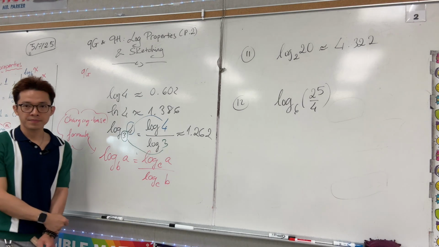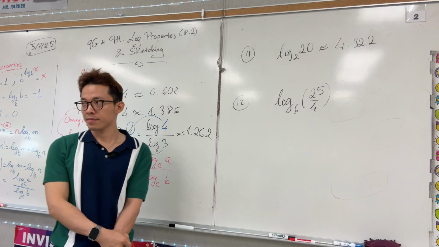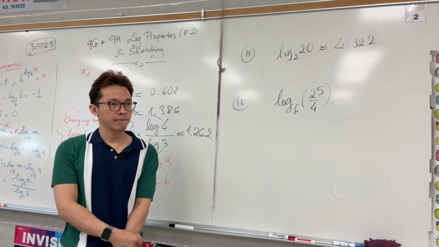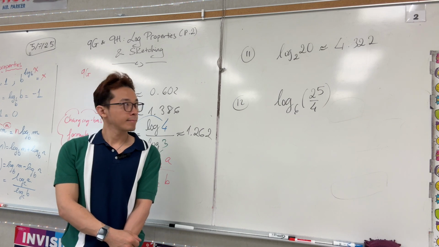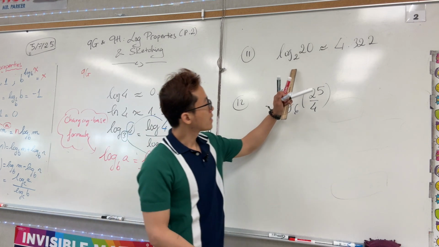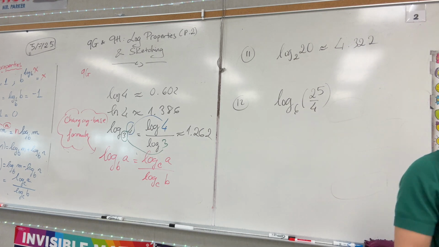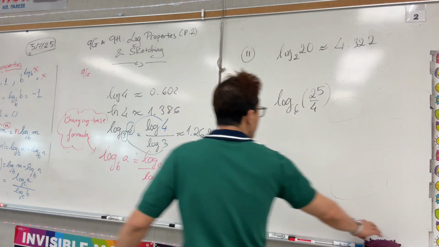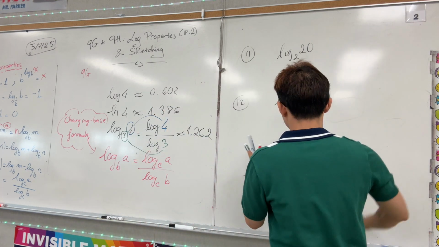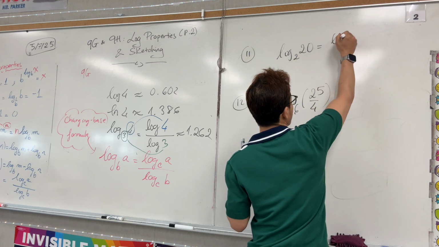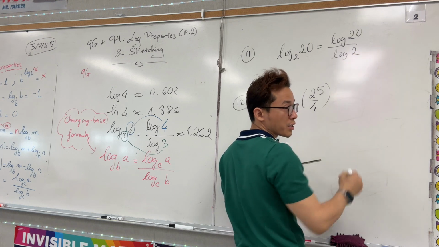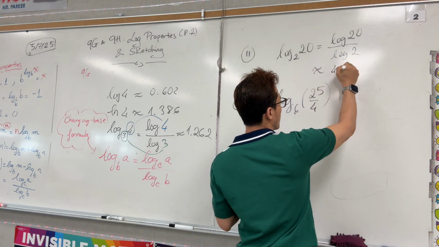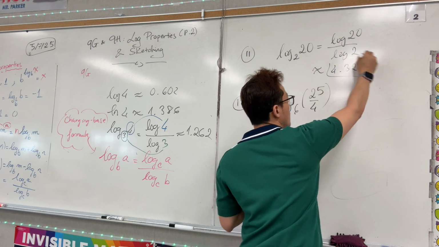Last one, last one. Log 20. Oh, yeah, I got you. What you gonna do? You're changing the base, right? It's gonna be log 20 divided by log 2. Right? You're changing the base. So that becomes 4.322. Let's use the calculator.